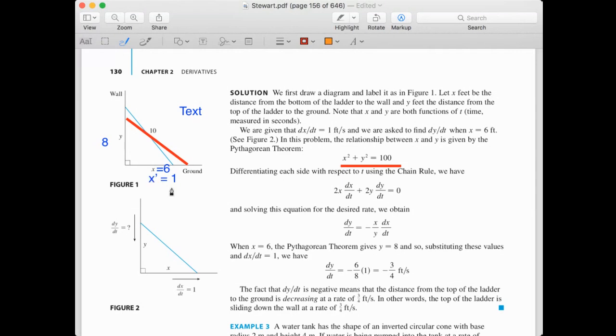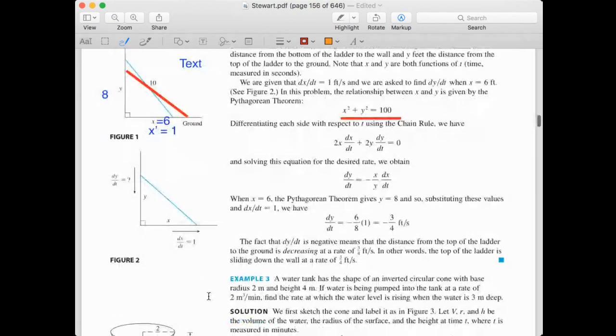You see x prime equals 1 is positive. That means the x value increases. All right, any questions for this? Okay, let's see more examples.